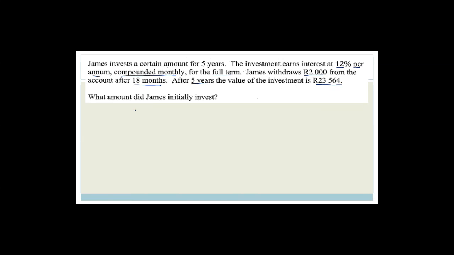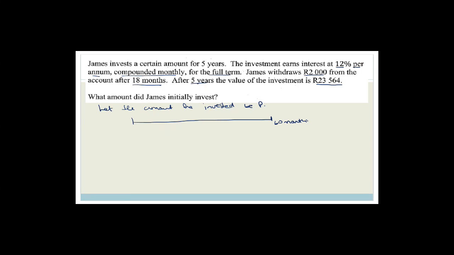Okay, right, so we're going to let the amount he invested be P. Do you agree? Because it's the principal. So let's think about this. We've got 5 years. After a year and a half, it's 18 months. So we've got 60 months. Do you agree? 60 months.